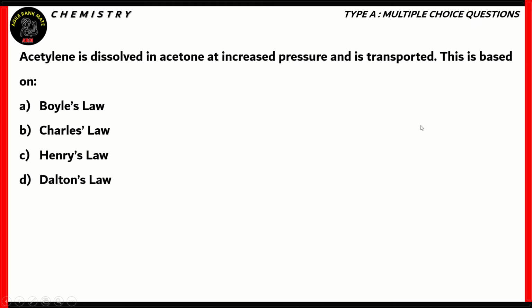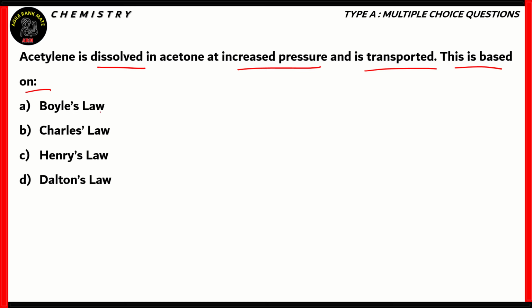Now let's look at this question from chemistry. Acetylene is dissolved in acetone at increased pressure and is transported. This is based on which of these laws? Boyle's law, Charles' law, Henry's law, and Dalton's law.